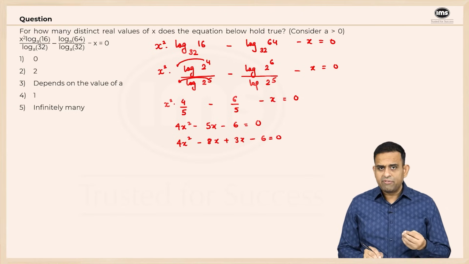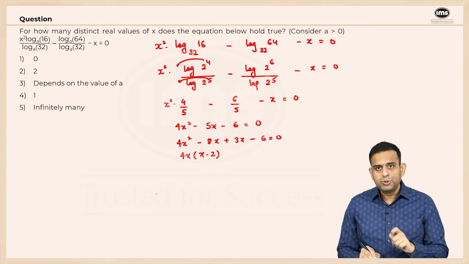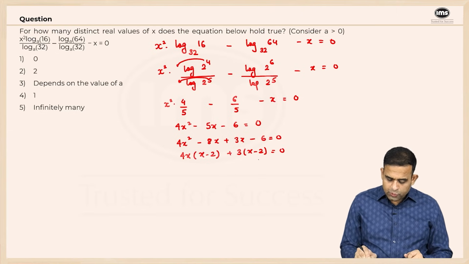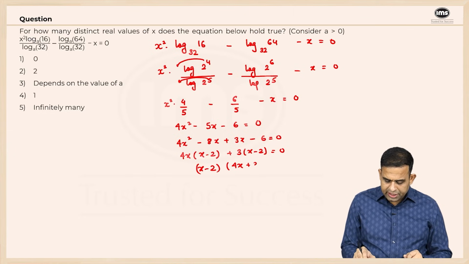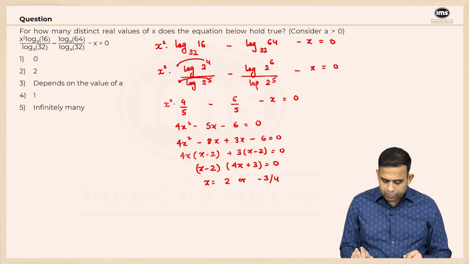And then if I look at the factorization, in the first two terms, I can take 4x common, I get x minus 2. In the next two terms, again, if I take 3 common, I get x minus 2. So one can say x minus 2 is one factor and 4x plus 3 is the other factor. So the value of x becomes equal to 2 or negative 3 by 4.